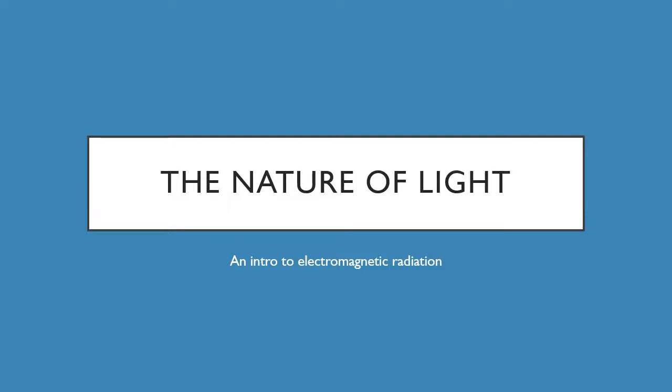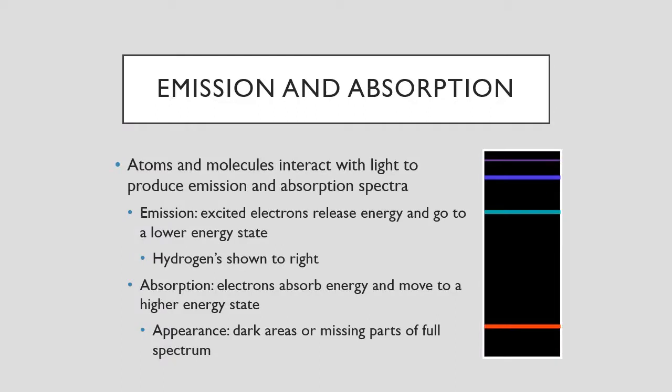Hello everyone. Today we're going to learn a little bit about electromagnetic radiation. A reminder about what emission and absorption spectra are and what they look like. Atoms and molecules interact with light, and when they do, will produce either an emission or an absorption spectra.